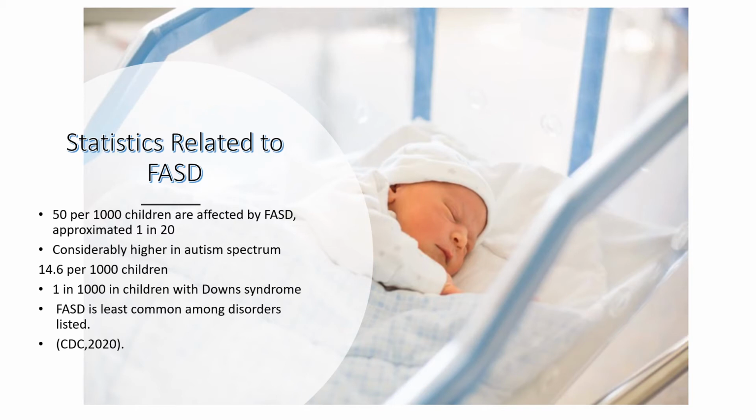These statistics are considerably higher than those who suffer with autism. 14.6 per 1,000 children suffer with autism. 1 in 1,000 children suffer with Down syndrome. Fetal alcohol spectrum disorder is least common among the disorders listed.